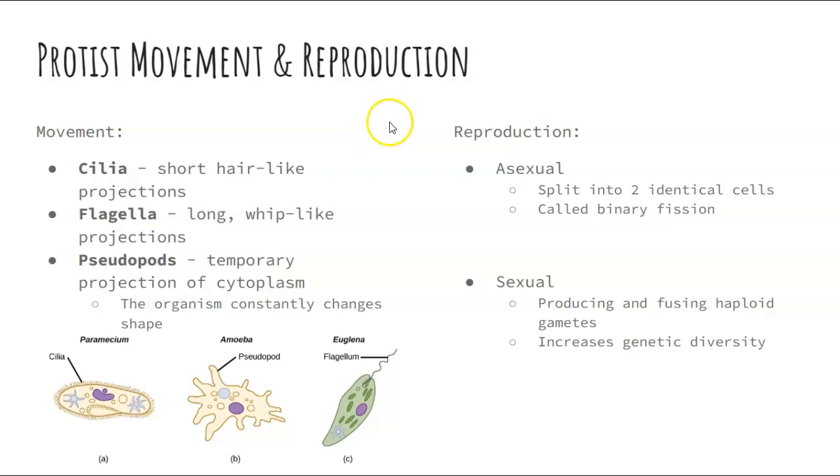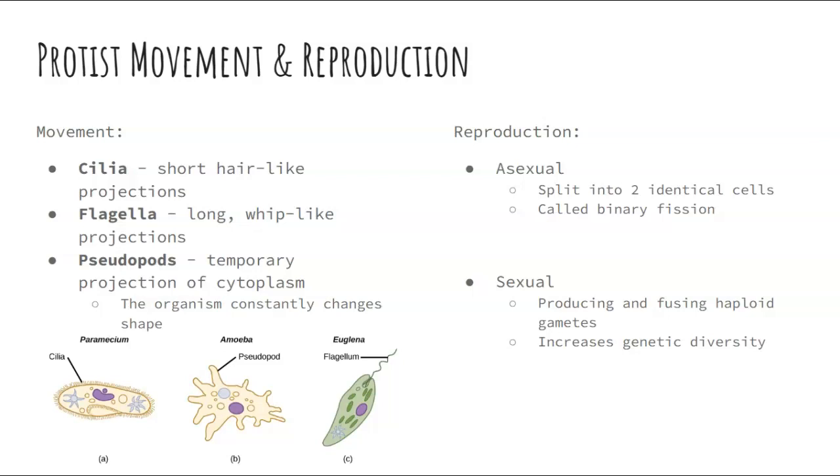And then a pseudopod is a projection of cytoplasm. It's temporary, so they don't always have these specific pseudopods, but they can move along with these projections that are outside of their core body. What's cool about pseudopods is that because they're temporary, this organism constantly changes shape, which I think is interesting.